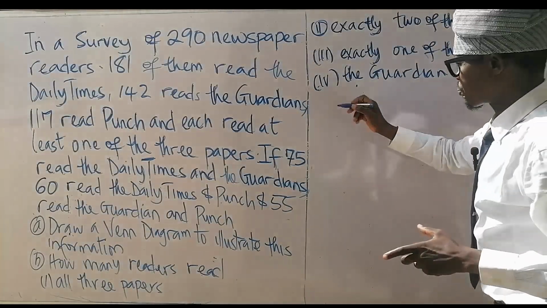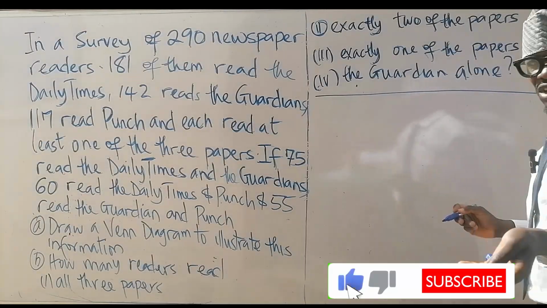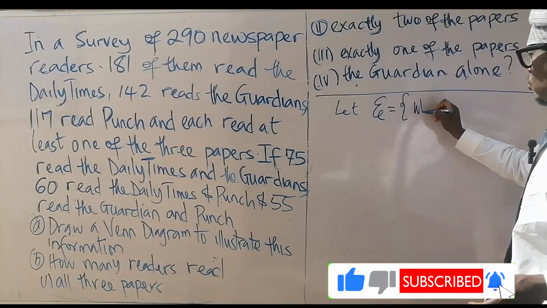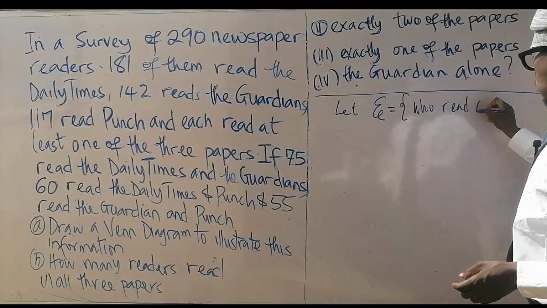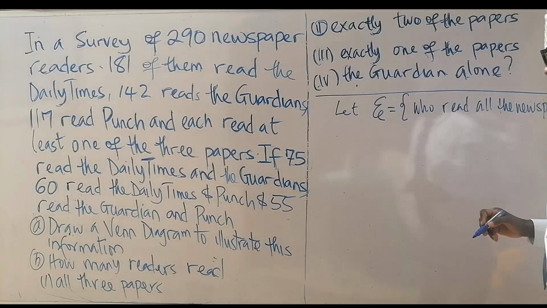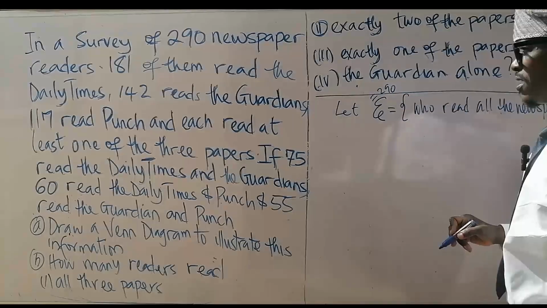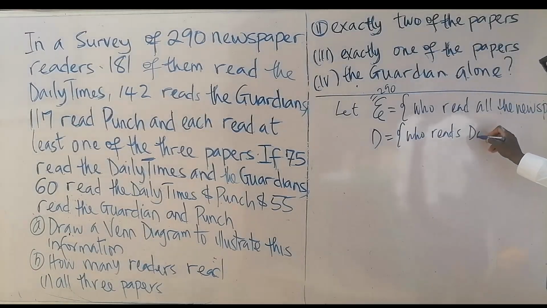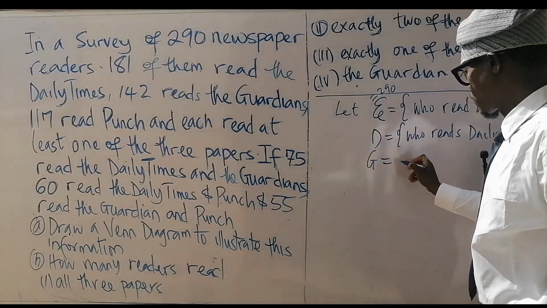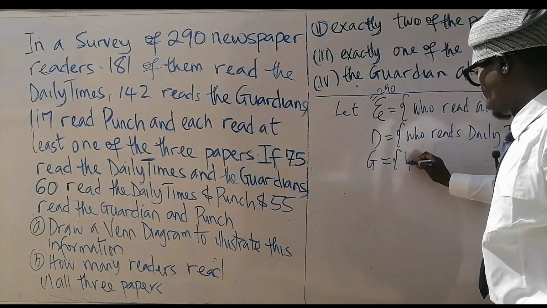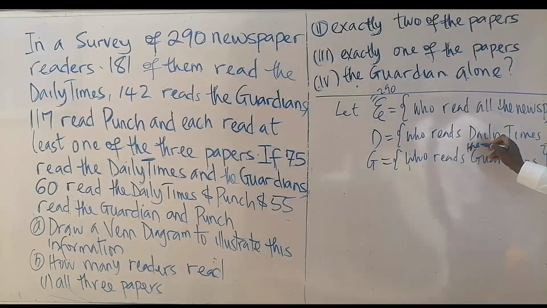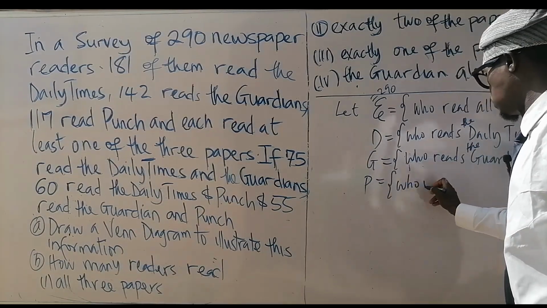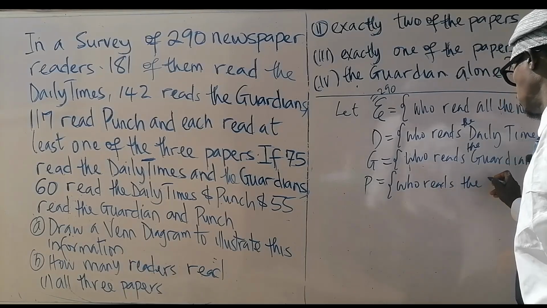What we're going to do in this case is to begin to use set notation. Let the universal set be the set of those who read all the newspapers, which is 290. For Daily Times, let's use D, the set of those who read Daily Times. We have G, the set of those who read Guardians. Let's use P for Punch, the set of those who read Punch.